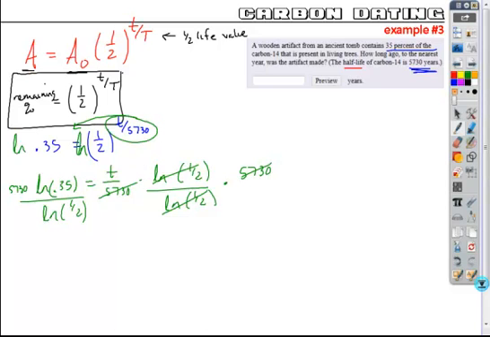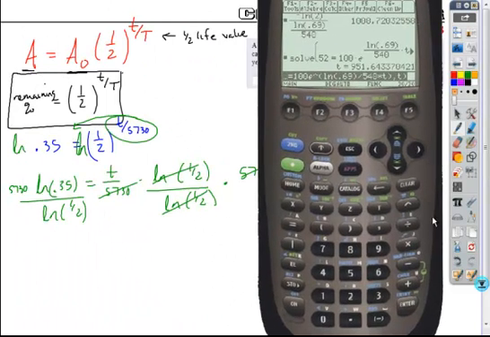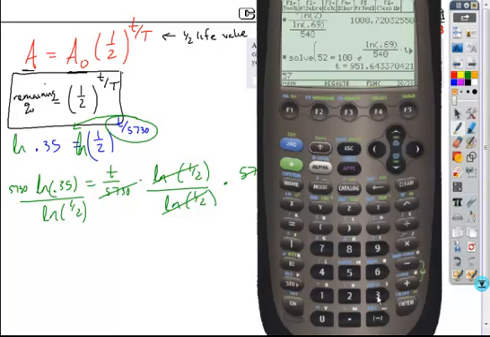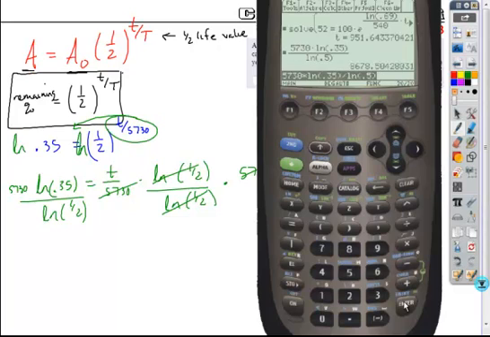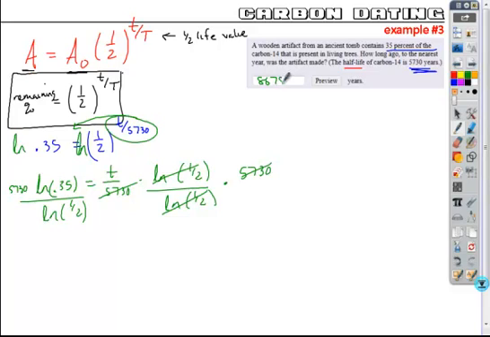When I use the calculator and compute this amount, 5730 times the natural log of 0.35 divided by the natural log of 0.5, I'm just going to put that 1/2 in decimal form. I'll get my number of years, which is approximately 8678.50. And that would be my solution.